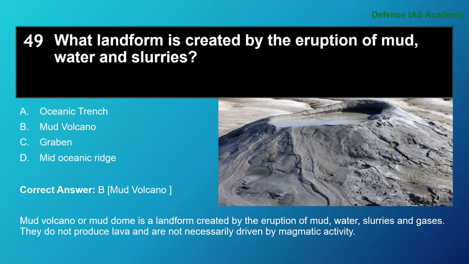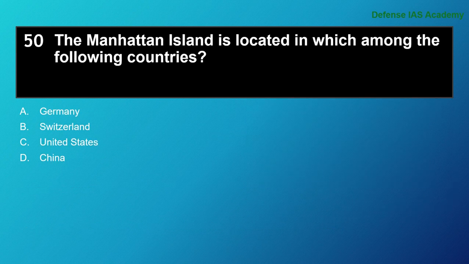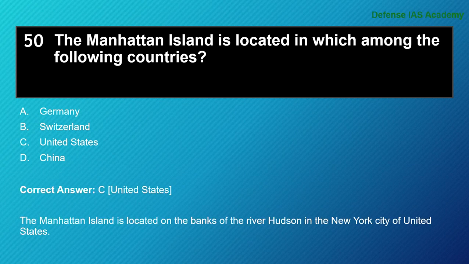Mud volcano or mud dome, as shown in the figure, is a landform that is created by the eruption of mud, water, slurries and gases. They do not produce lava and are not driven by magmatic activity. So this is just a landform that is created due to the eruption of mud, water and slurries or gases.